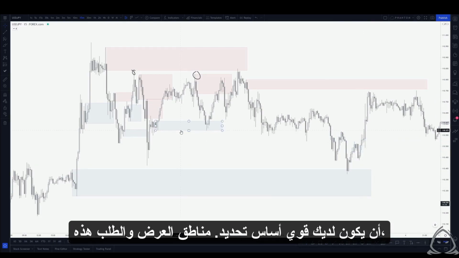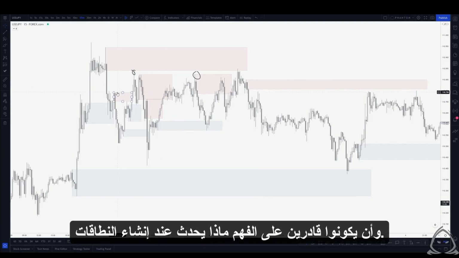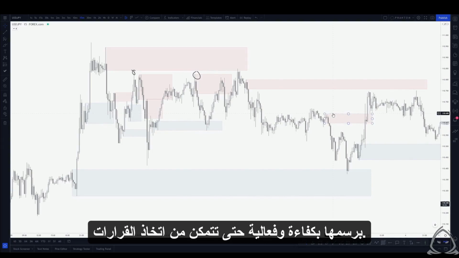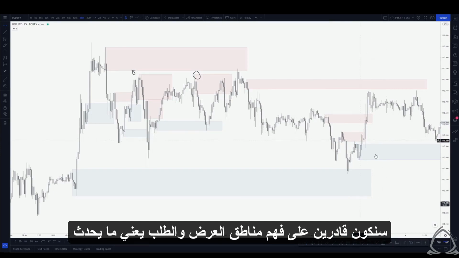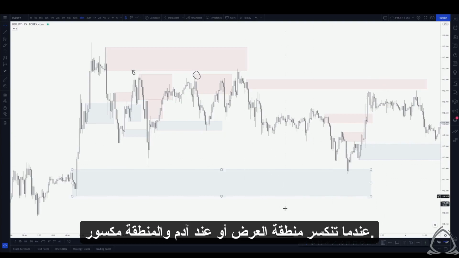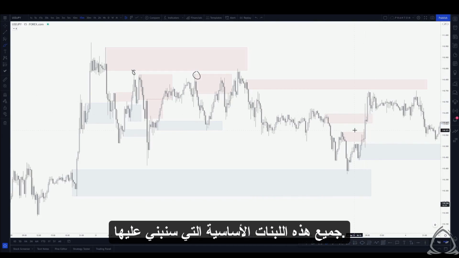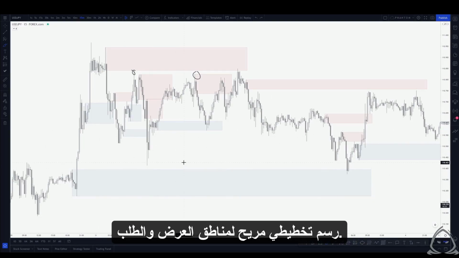It's incredibly important that you have a strong foundation in identifying these supply and demand zones, being able to draw them, map them, see them on a chart, and understand what's happening when ranges are created and when you see pivots in the market, and being able to map them out efficiently and effectively so you can make decisions. Again, we're going to build on this knowledge. We're going to understand what these zones mean, what happens when a supply zone or a demand zone is broken, and what the significance of a return back to a zone may imply. All of these building blocks we're going to build on, but at this point, the main and primary focus you should have is just getting comfortable mapping out supply and demand zones.